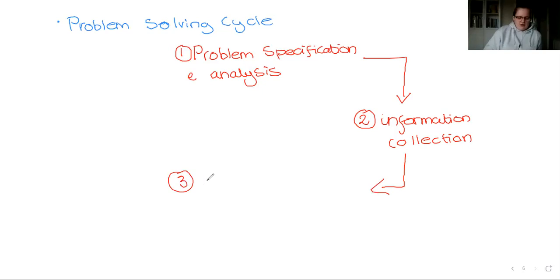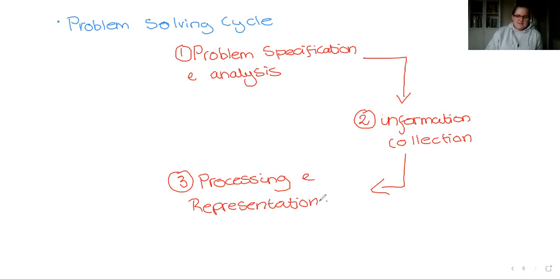So stage 3 is processing and representation. And what happens here is you're going to use mathematical techniques to make sense of the information you're given. So we've worked out what our problem is. We've made ourselves a plan on how we're going to solve this problem. We've got some data. We're now going to process our problem. So we're going to use mathematical techniques to make sense of the information. We're going to represent it.